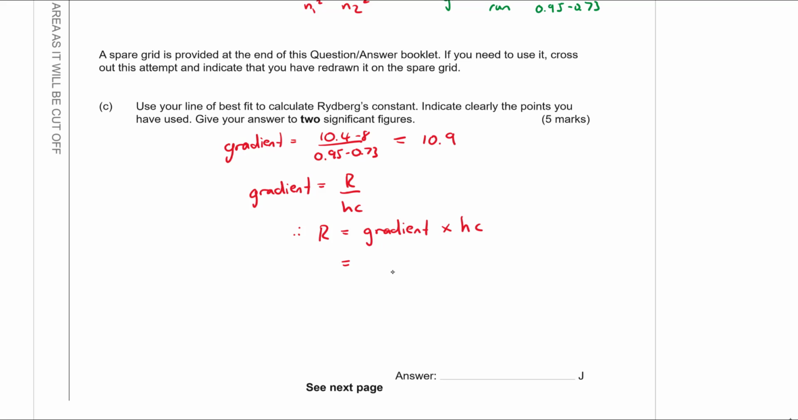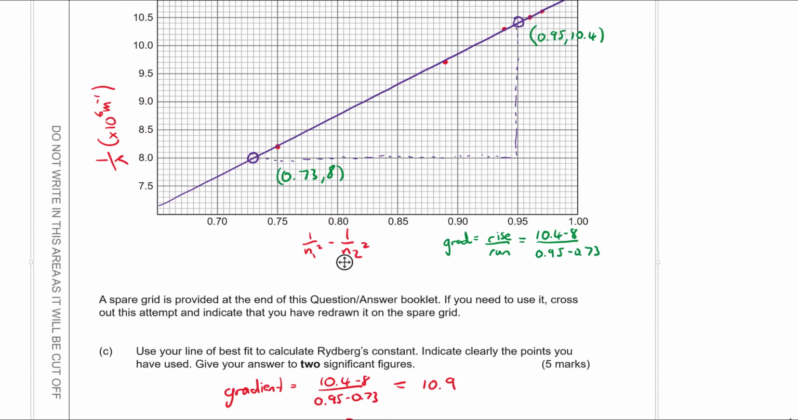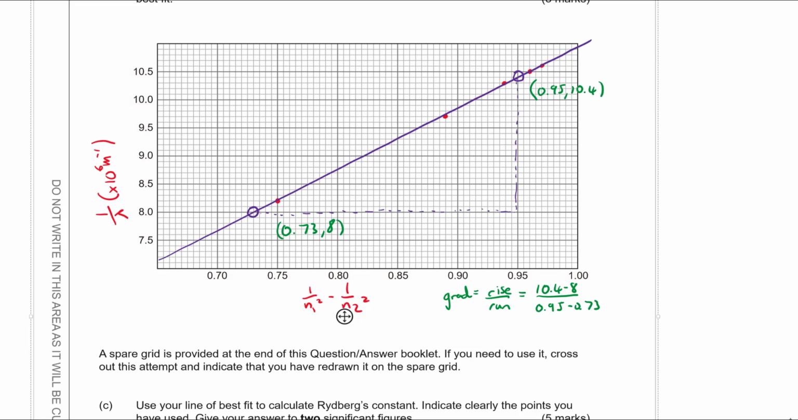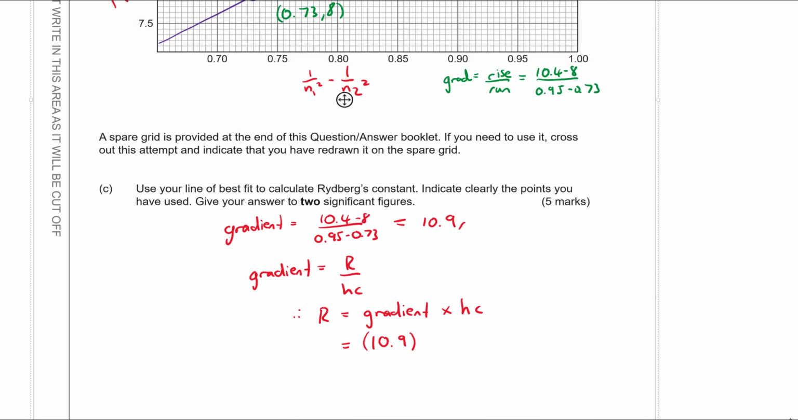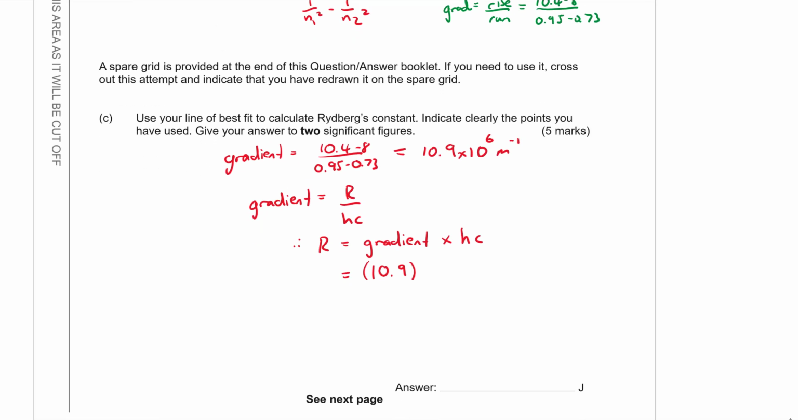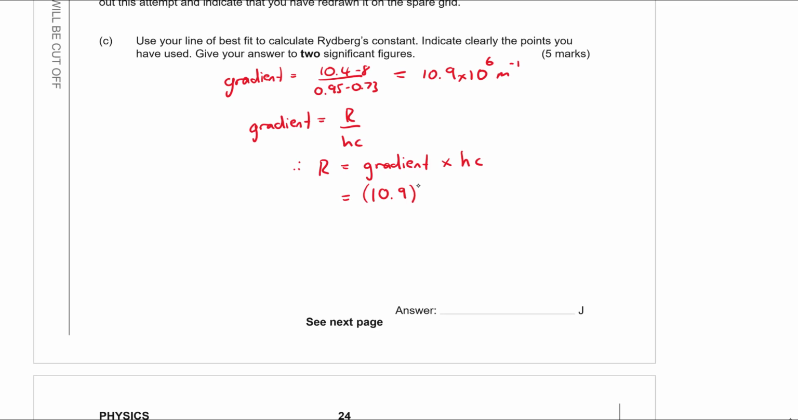And now I can put in my values. One thing I do need to remember at this point is that the gradient is 10.9, but for the units of the graph, if you remember, the y-axis was times 10 to the 6. So it'll actually end up being times 10 to the 6 meters to the -1, and this is an arbitrary unit, so you just leave it the way it is. Because of that, this ends up becoming times 10 to the 6. Now I can multiply it by hc, and what I get is 2.17 times 10 to the -18.